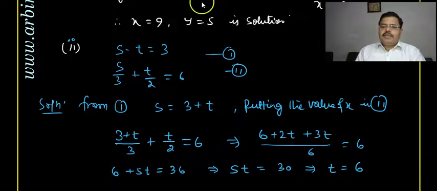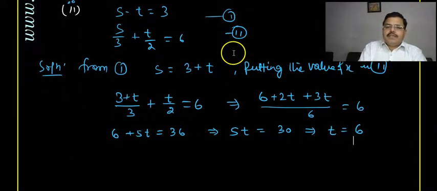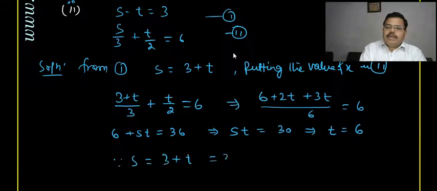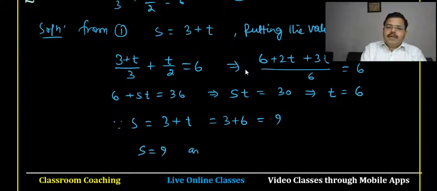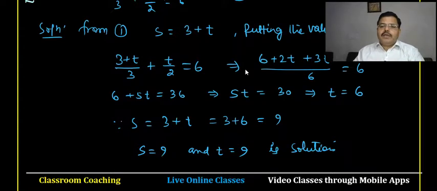So t is 6 now. Since s is equal to 3 plus t, and t has been calculated as 6, 6 plus 3 is 9. So s is 9 and t is 6, that is the solution. Right, this is the pair of solutions. I hope you got it.